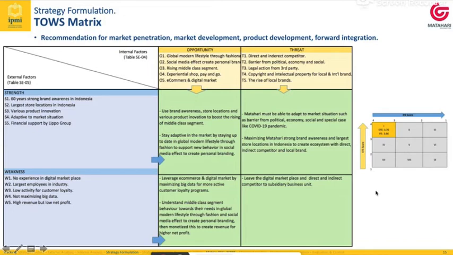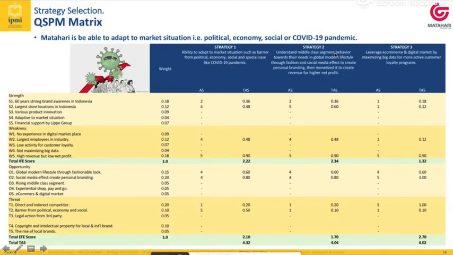Based on the matrix, with the EFE and IFE numbers as mentioned previously, it falls in quadrant 1. That means Matahari should be recommended for market penetration, market development, product development, and forward integration, especially during the COVID situation. Then do the calculation on each and get the TAS numbers for each segment.